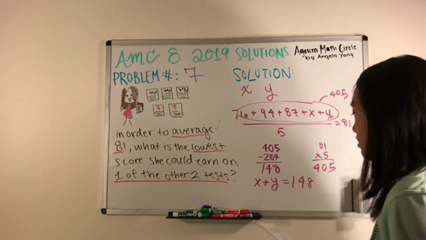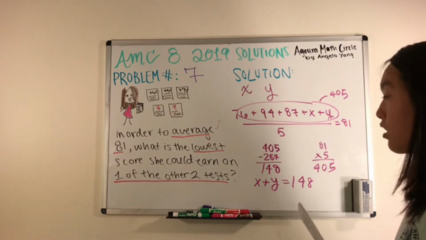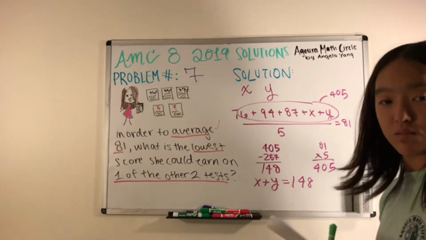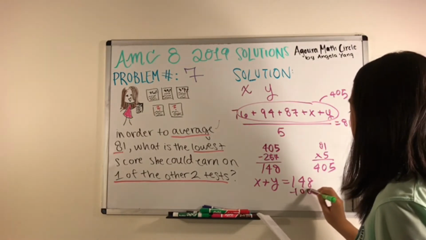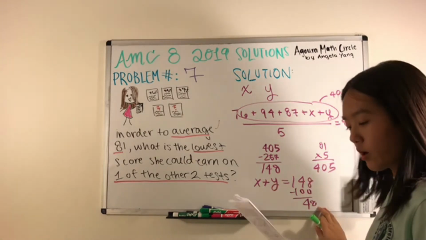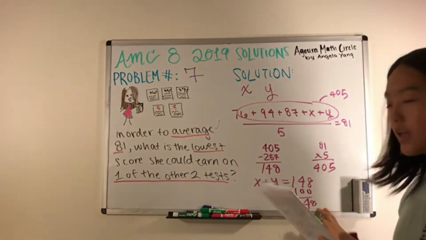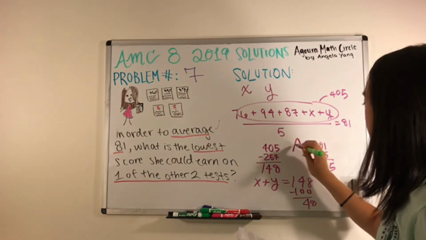But we're not done here. We want to know what the lowest score she could earn on one of the other two tests is. If the maximum score is 100 points, we subtract 100 from 148 to get 48. So 48 is the least possible score that Shauna could be getting. Therefore, 48 is your answer, and that gives you letter A.